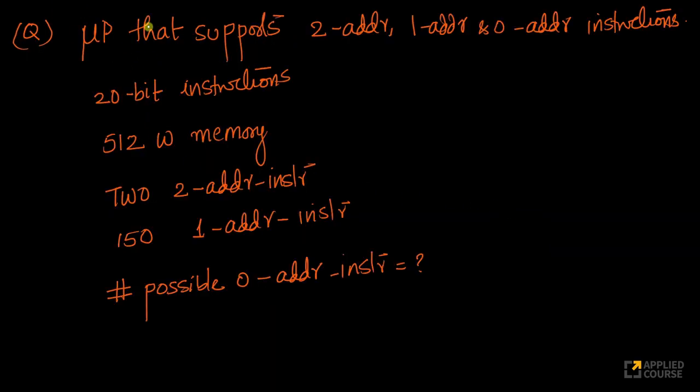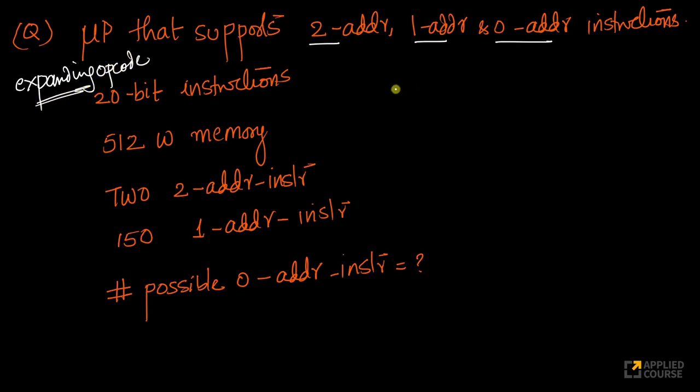So imagine if I have a microprocessor. This is a good problem. Imagine if I have a microprocessor that supports 2 address instructions, 1 address instruction, and also 0 address instructions, right? So it supports 2 address, 1 address, and 0 address instructions. Okay, here we always assume that expanding opcode is being done. So let's always assume that we can do expanding opcode. That's something that is implicitly assumed.